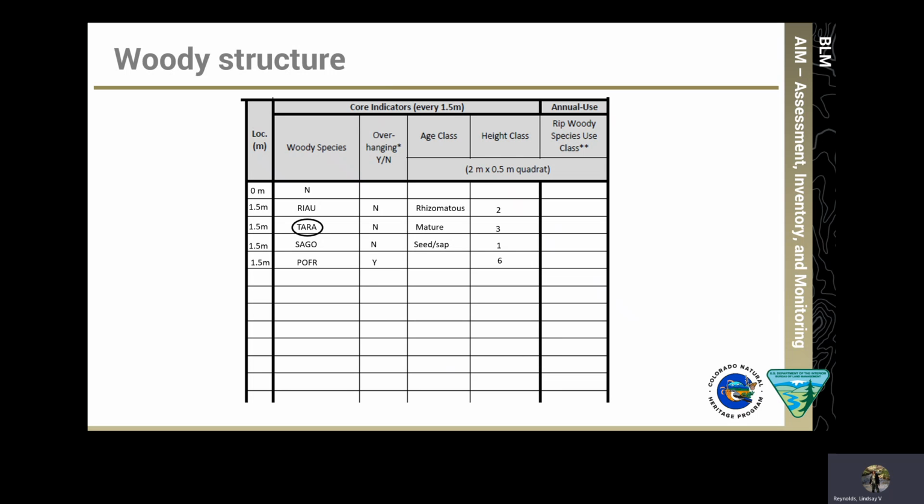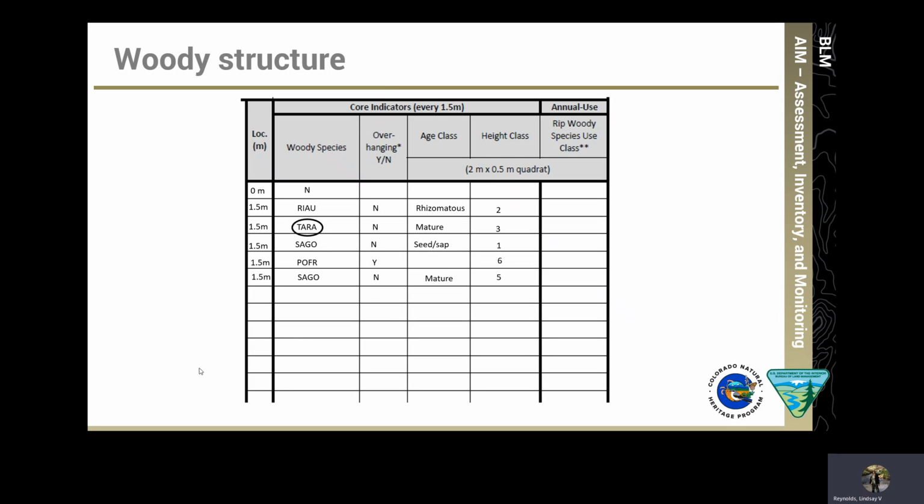Then we go to our overhanging Populus. This is the Populus fremontii. It is overhanging, so it gets a yes. In the case of the overhanging Populus, we do not give it an age class. We leave that blank, and we give it only a height class. In this case, it's a height class of 6.